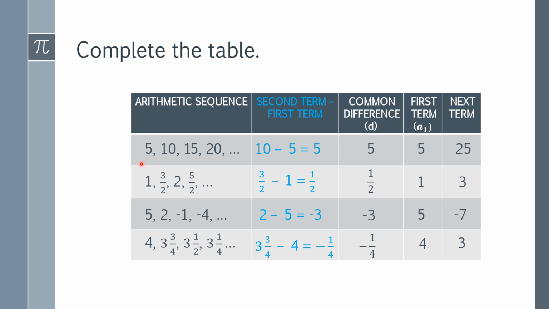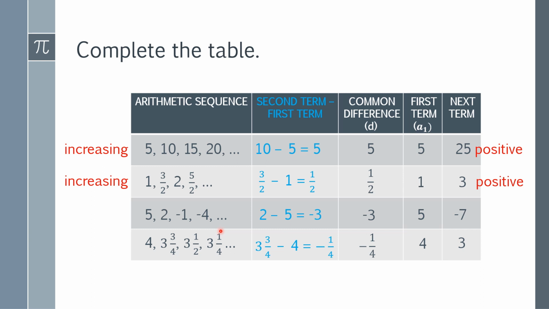If you can observe 5, 10, 15, 20, that is increasing. So that is a positive common difference. Next, 1, 3/2, 2, 5/2. If you can observe, that is also increasing. That is why our common difference is positive.